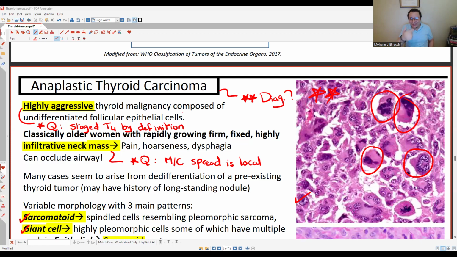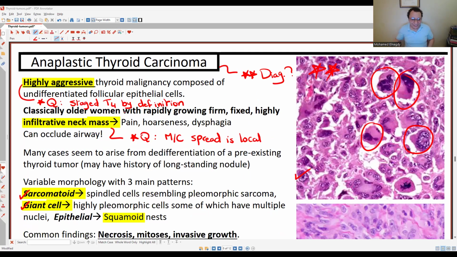So I used to say this in Arabic about the spread of anaplastic: it goes out of his nape. So that's what I always say in Arabic. It's just to make it expressive, just to make the students remember that it causes local spread.